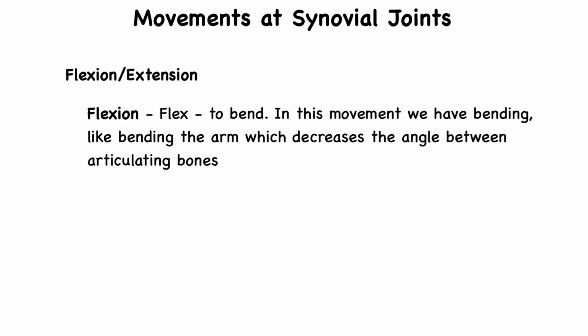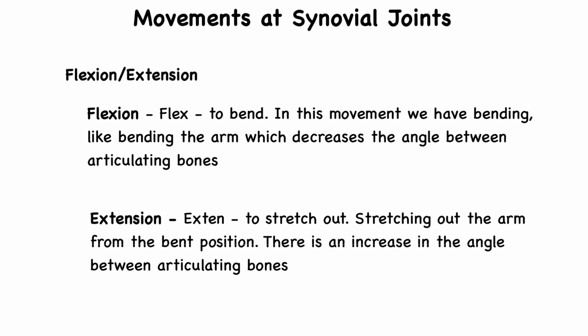And here we have flexion, where flex is to bend. So in this movement, we have a bending, like bending the arm. And in this movement, we're going to decrease the angle between articulating bones. In extension or extend, which means to stretch out, we're going to increase the angle between the articulating bones.